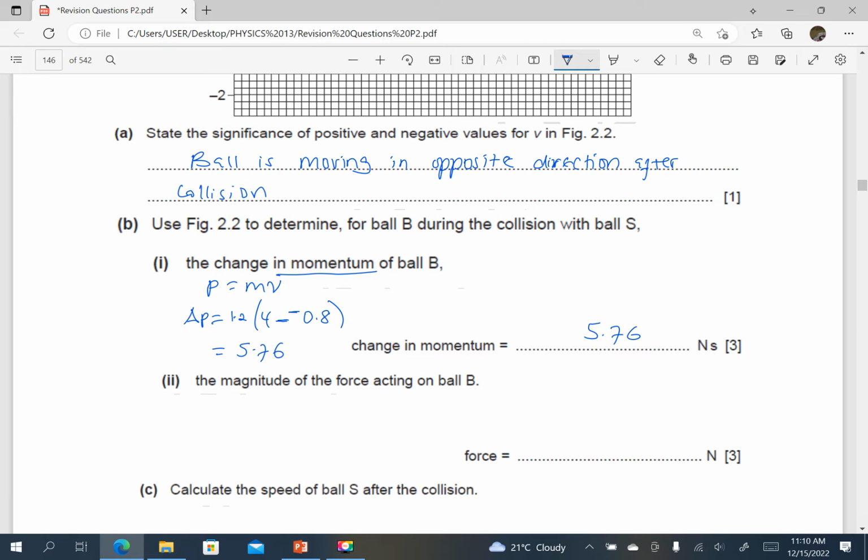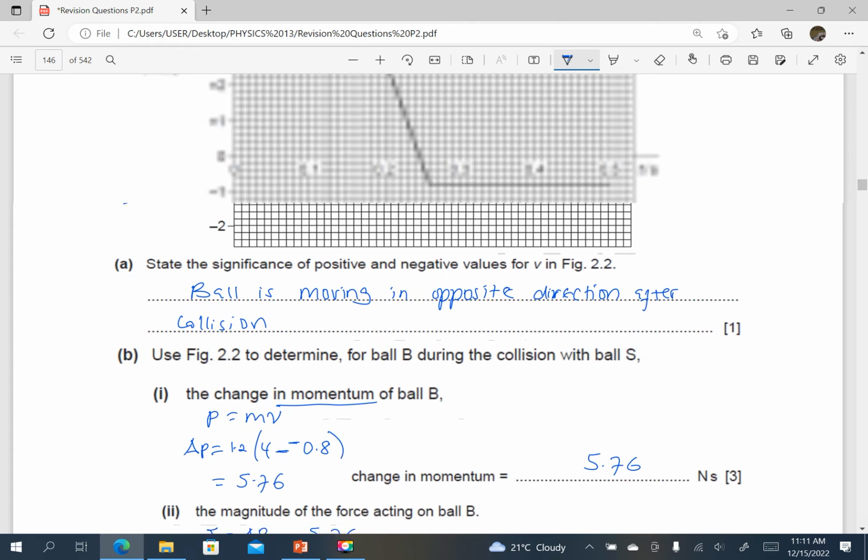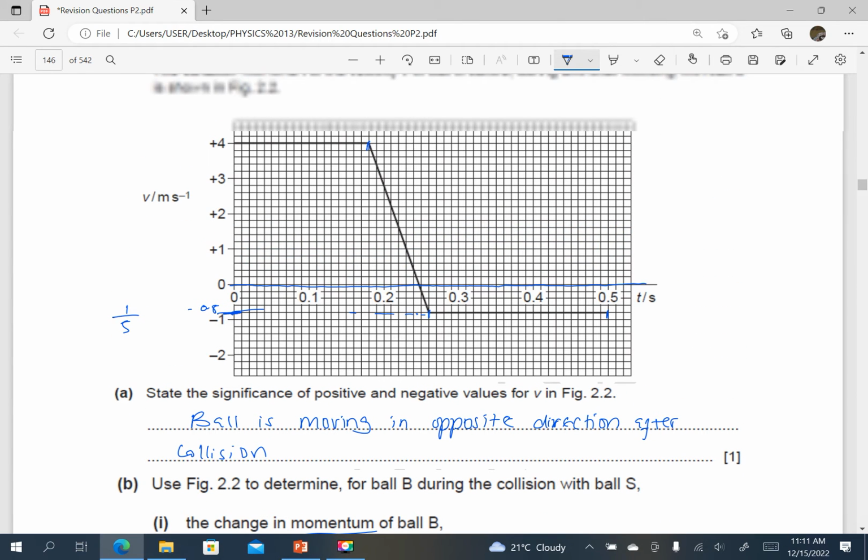By definition, force is the rate of change of momentum. So force is equal to change in momentum over time. And the change in momentum is 5.76 divided by time, the time over which momentum changes. So we are starting from this point here, and it stops changing at this time here. On the x-axis, the scale is 0.01 because it's 0.1 divided by 10 boxes, 0.01.